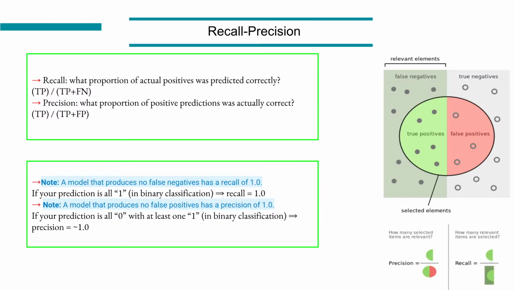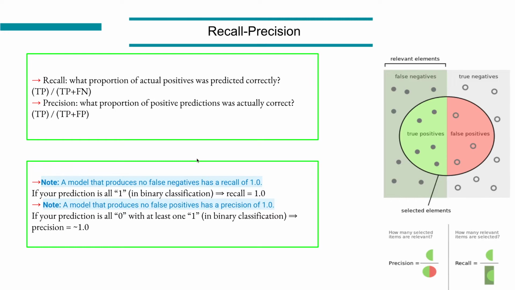But we have to check the other metrics as well. So the other metrics are recall and precision. Recall is what proportion of actual positives was predicted correctly. So in the target output, you have, for example, 5 positives, and how many of them you predicted as positives. And precision means what proportion of positive predictions was actually correct. So this is the figure here to show the recall and precision.